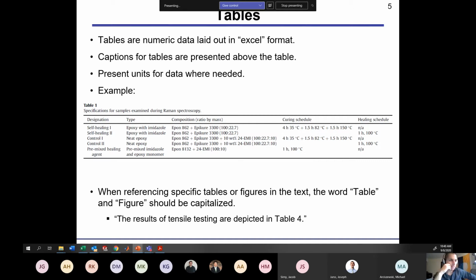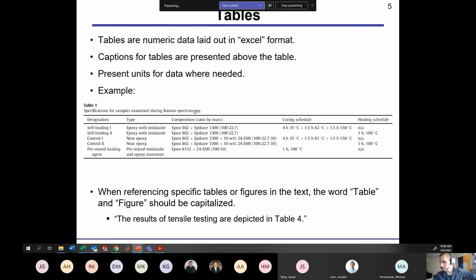Here's an example of a good table. Tables are basically information in sort of Excel format that you want to include in your results section, let's say, and you will be making a couple of tables this upcoming quarter for displaying your information. And so here's an example of what I would consider a good table.